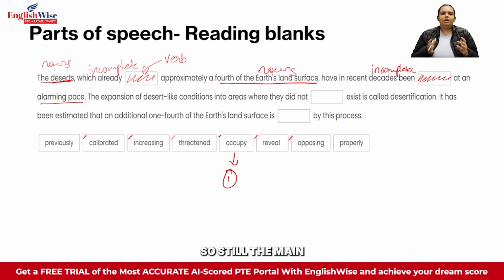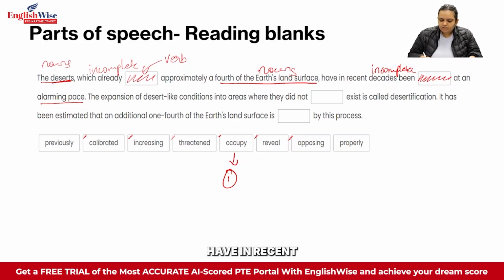So still the main subject of the blank is deserts. We have not changed the subject since it's within the same sentence. So deserts is the noun which is carried forward here. Alarming pace is another noun. That means the nouns are already clearly mentioned. Now we need another verb. Now I have already put occupy as one of my answers. So let me look for other verbs.